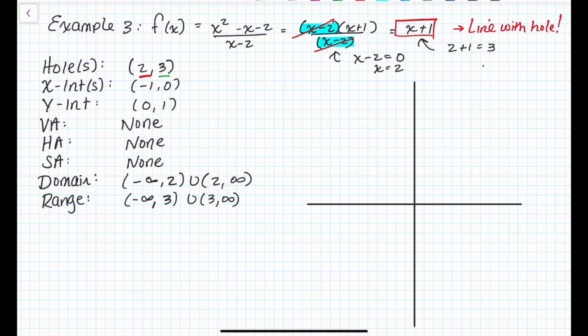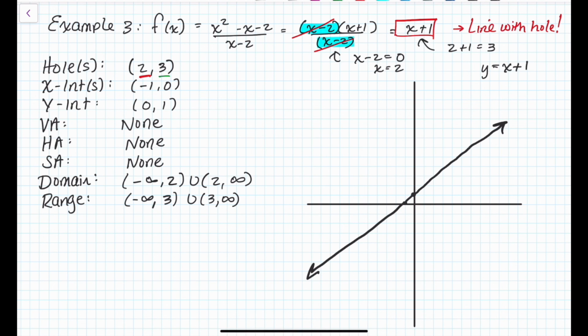So then when we graph this, that's pretty easy. It's just the graph of a line, y equals x plus 1. So start with my y-intercept of 1. And we have a slope of 1. See if we just go through all the little corners of the boxes here on the graph. And that's my line x plus 1.